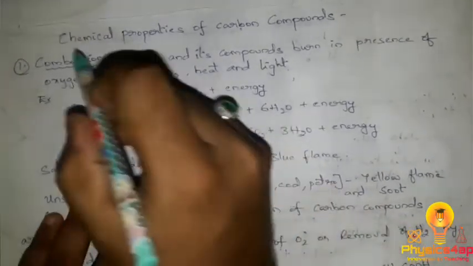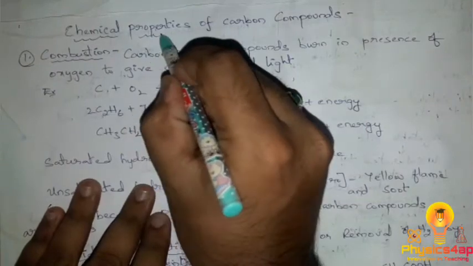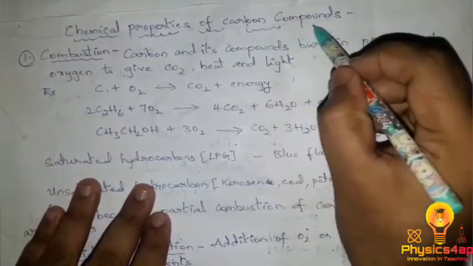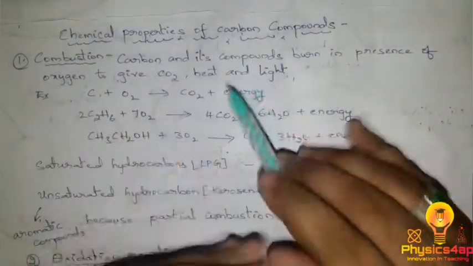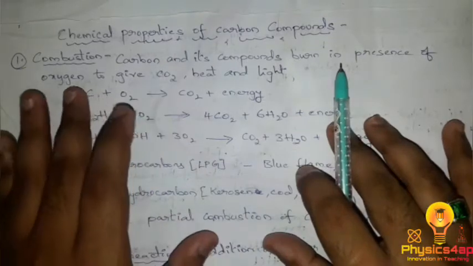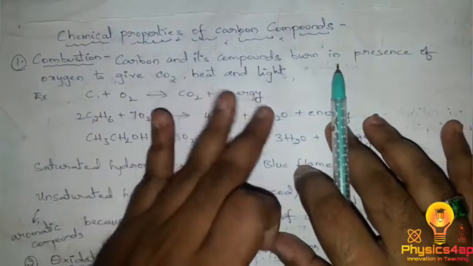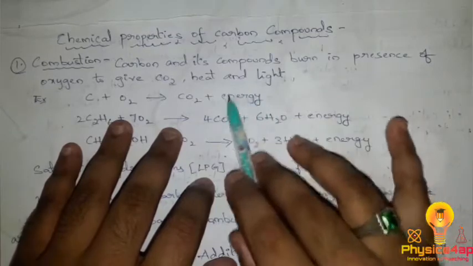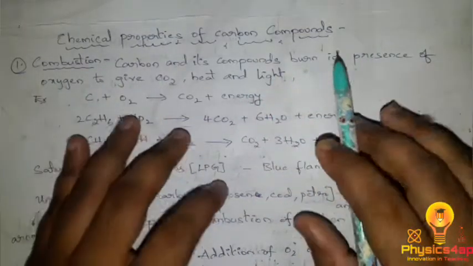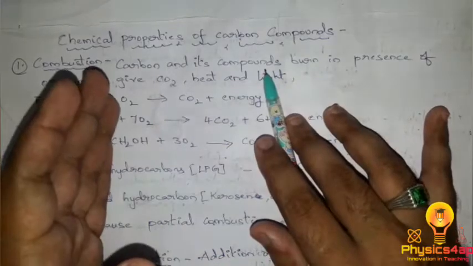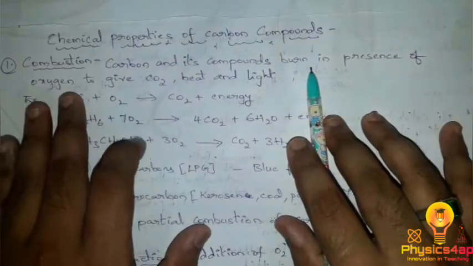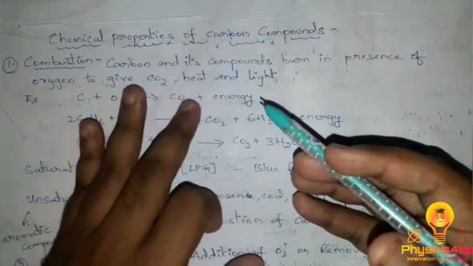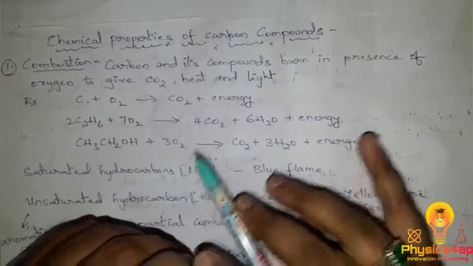In the chemical properties of carbon compounds, the first thing that we are going to discuss is the combustion reaction. The combustion reaction is when carbon or carbon compounds are burned in the presence of oxygen to give carbon dioxide, heat and light. Heat and light are considered the energy here. Any organic compound, when burned in the presence of oxygen, gives carbon dioxide along with heat and light. This type of reaction is called a combustion reaction.